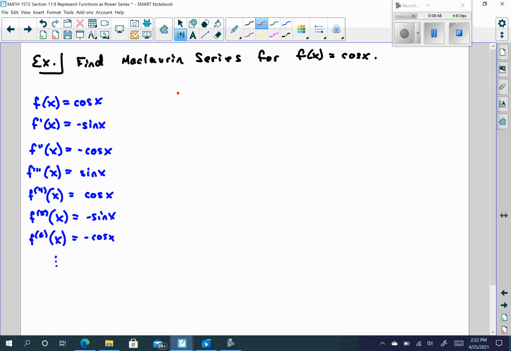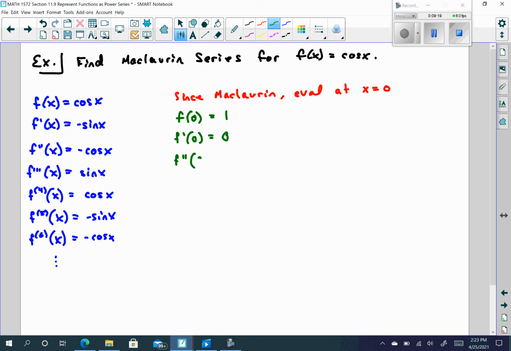So again, since this is Maclaurin, we evaluate all of these derivatives over here at x equals 0. So we would have f of 0, cosine of 0 is 1. The first derivative at x equals 0: sine of 0 is 0, so we would get 0. So unlike the last example, these are now different.